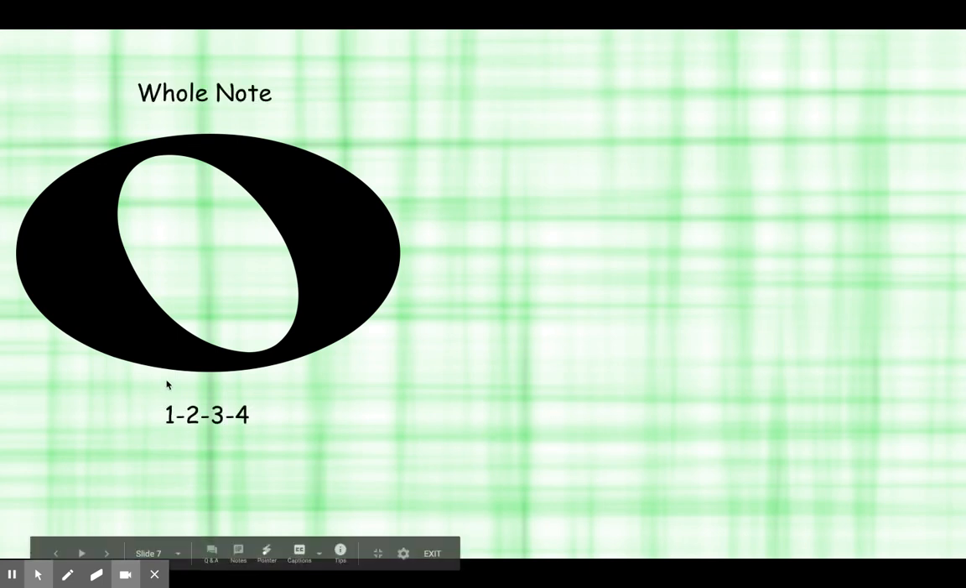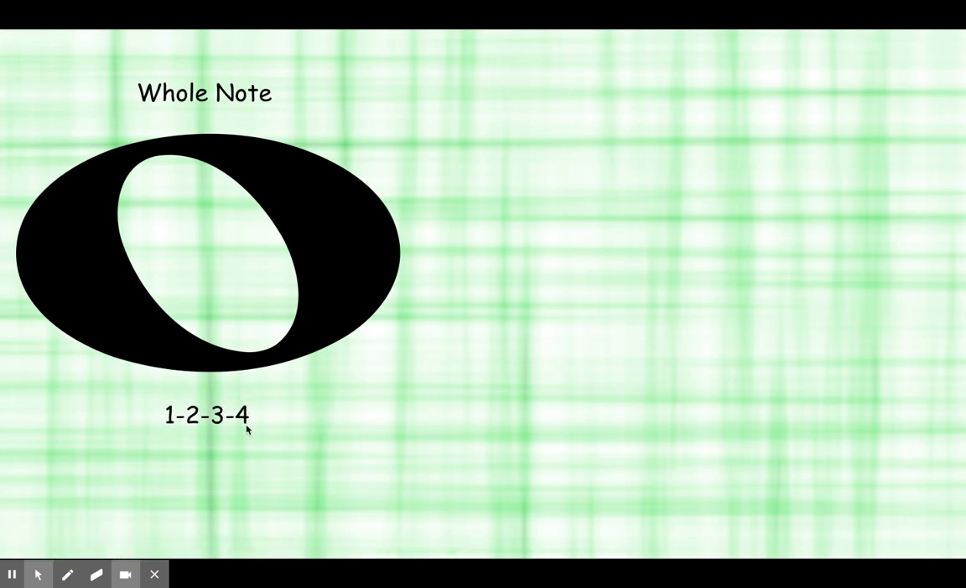Now this is our biggest note. This is a whole note. It takes up all 4 beats. So it'd be like 1, 2, 3, 4. Okay, all 4 beats. The rest that goes with it looks like this.